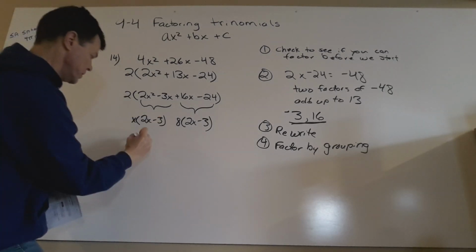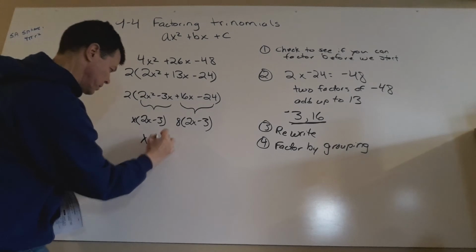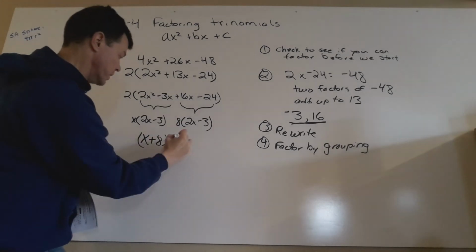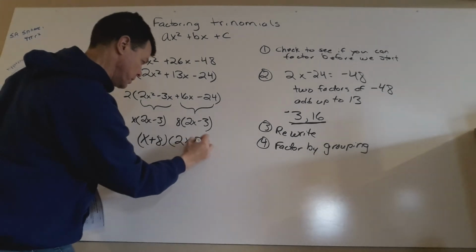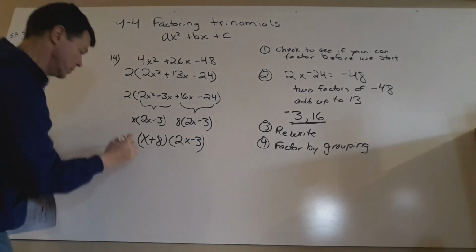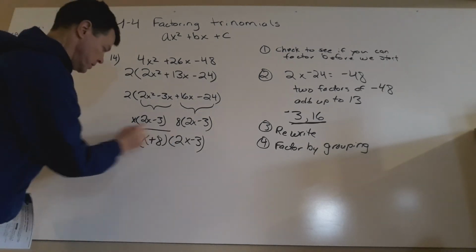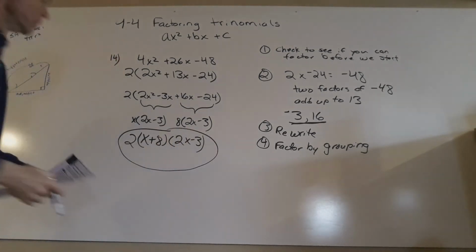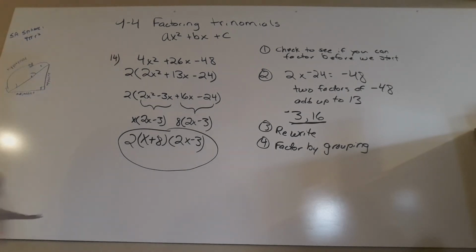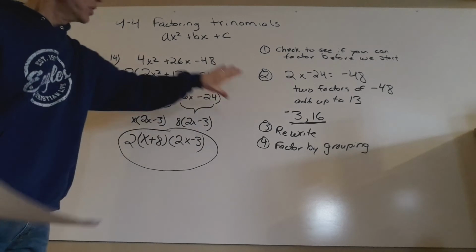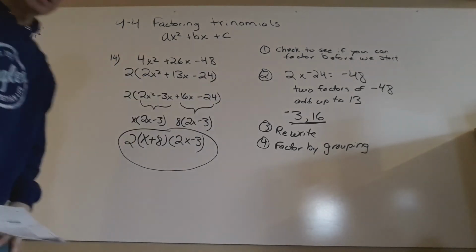x plus 8, x minus 3. And remember to include the 2 in there. Include the 2. We are done. There it is, factoring trinomials. It's difficult, but you have steps, follow the steps, and then it's going to be easy.